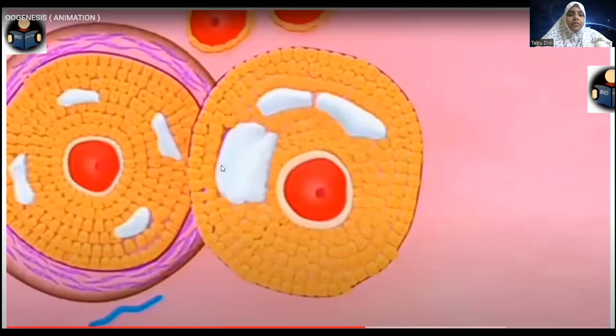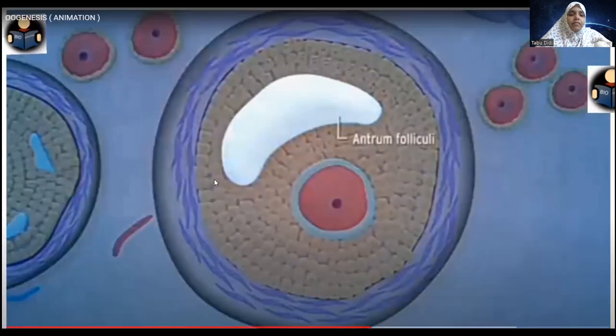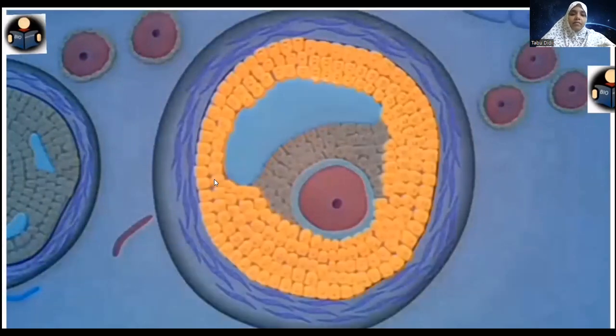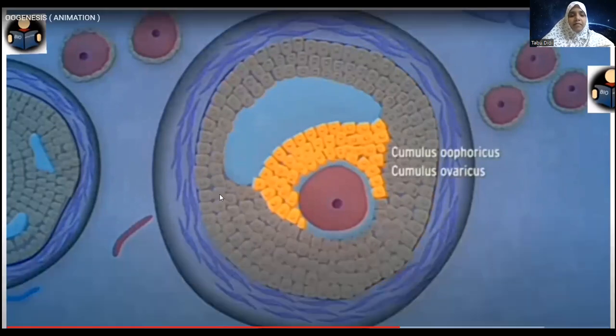These spaces fuse with each other, forming antrum folliculi. It is filled with fluid called liquor folliculi. The follicular cells which form the outer layer are called membrana granulosa. The follicular cells that are present between antrum folliculi and zona pellucida are known as cumulus oophorus. You can ignore these two names. These are very detailed. You need not know. But ये labeling पता होनी चाहिए.